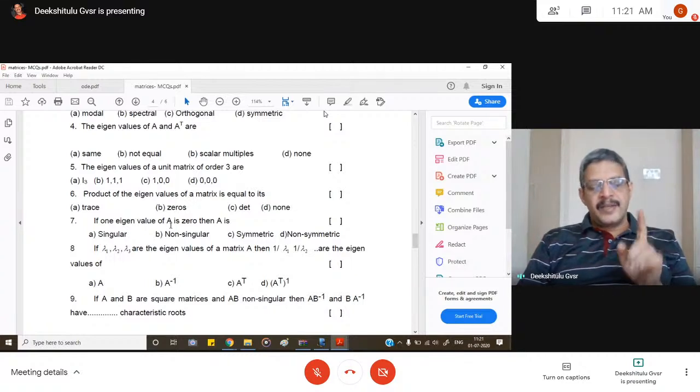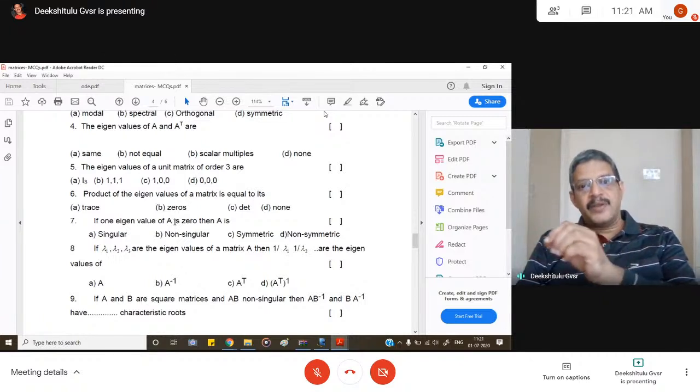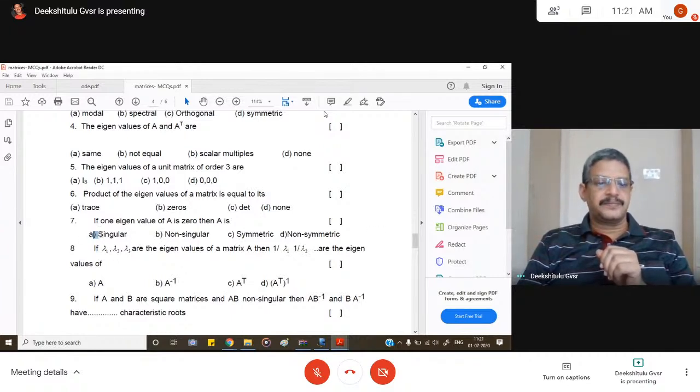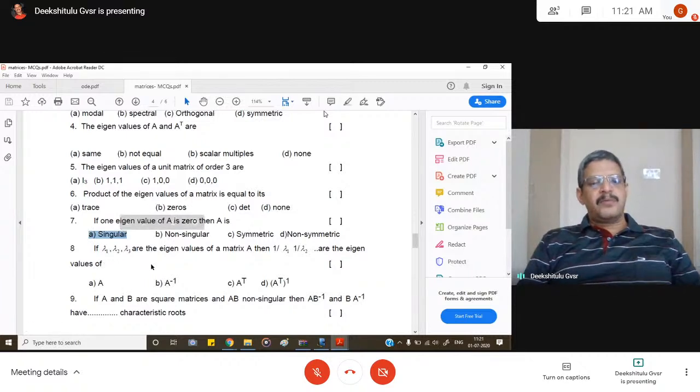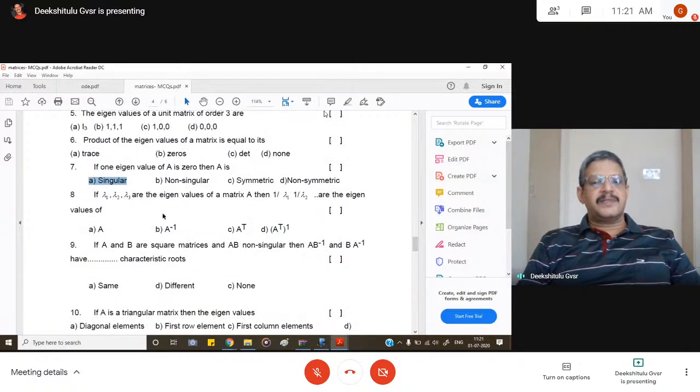Second thing, the equation is determinant of A minus lambda I is equal to 0. If 0 is an eigenvalue, put lambda is equal to 0 in the equation, then determinant of A minus lambda becomes determinant of A is equal to 0. What does it mean? Determinant of A is equal to 0 means singular matrix. Singular, non-singular, symmetric, non-symmetric. Option is A. Lambda 1, lambda 2, lambda 3 are the eigenvalues of matrix A. Then 1 by lambda 1, 1 by lambda 2, as I said just now, are the eigenvalues of A inverse.